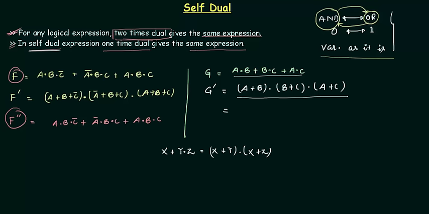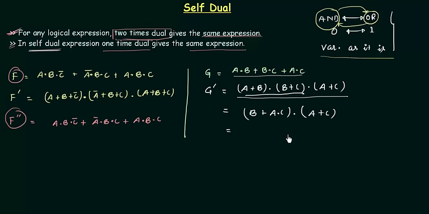This is something we already know from our Boolean algebra lecture. I'm going to use this property, and we will try to have this form of expression from this one. So if I use the distributive law in this, then I can write B or A and C, and A or C. Now again I will use the distributive law.